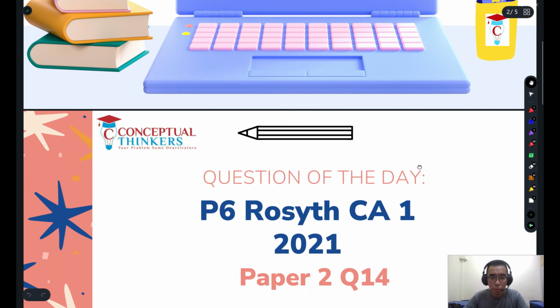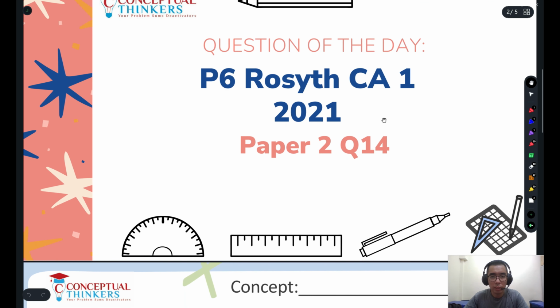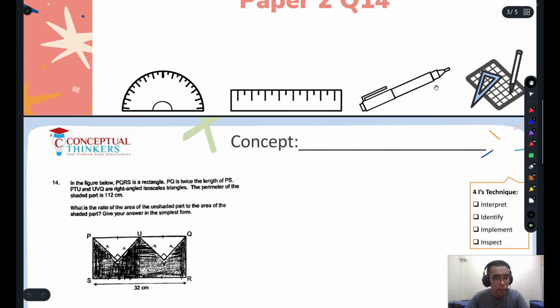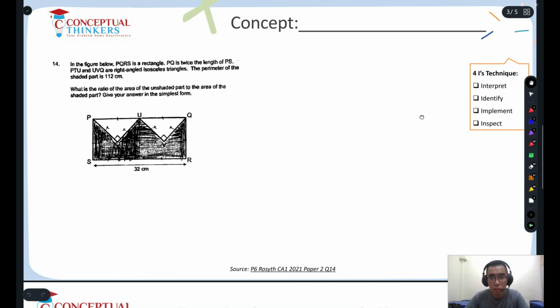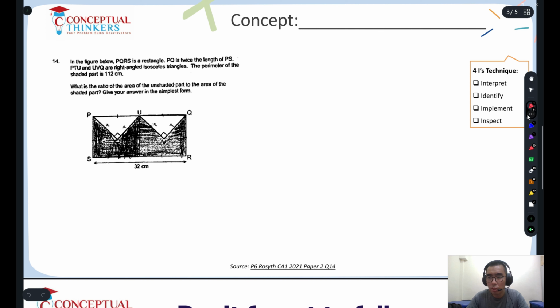So for today, the question of the day will be P6 Rosyth CA1 2021, Paper 2, Question 14. Since this is a Paper 2, we will be able to use our calculator to do some calculation. So let's start and dive into the question. Let's first interpret the question.